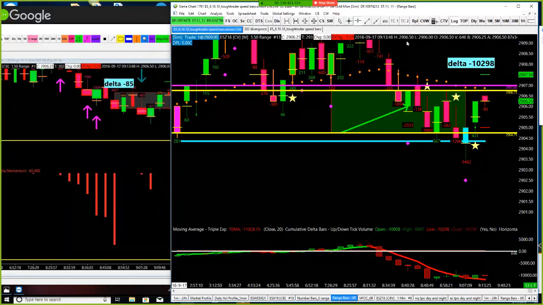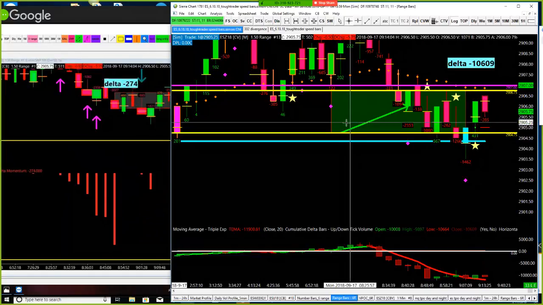2906.25. And I am long at 2906.25. My backside test for the second half of this trade, I'll put it up on the dome in a second. It's 2905, and I'm already there.